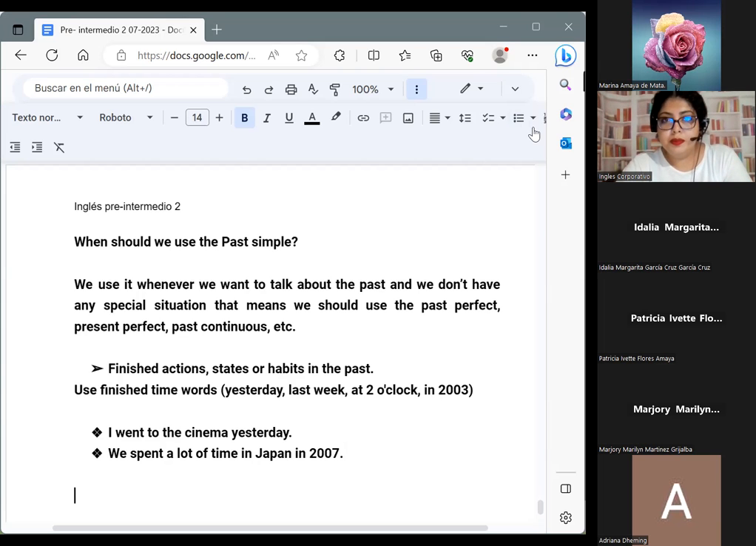Next one. We use it with finished actions, states or habits in the past when we know from general knowledge that the time period has finished. This includes when the person we are talking about is dead. So en este caso, estamos hablando de acciones que finalizaron, de estados y de hábitos en el pasado cuando es de conocimiento general que el tiempo del que estamos hablando ya finalizó, e incluye cuando la persona de la que estamos hablando está muerta, o sea, que ha fallecido.